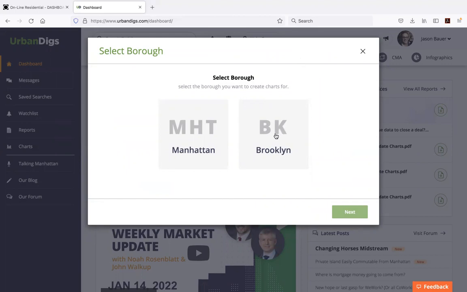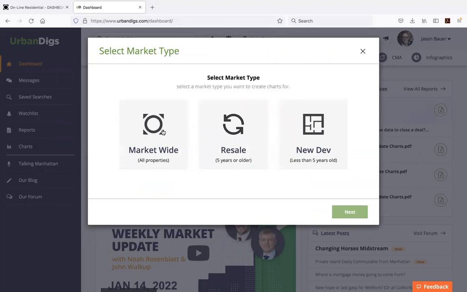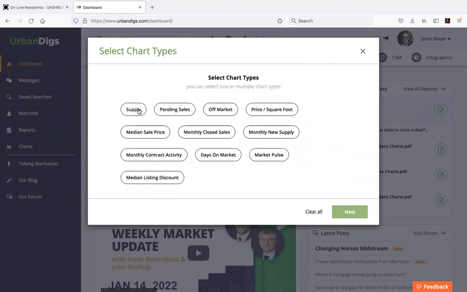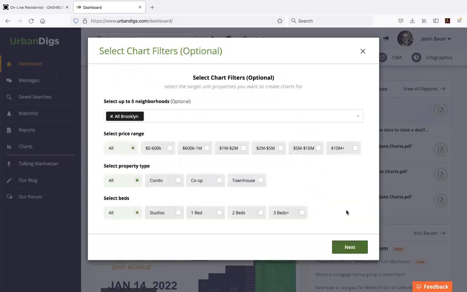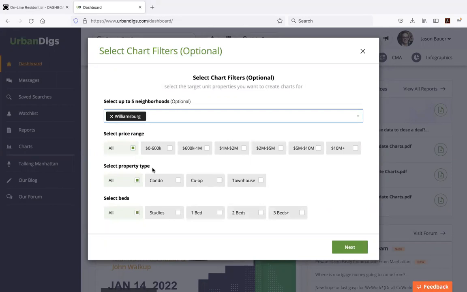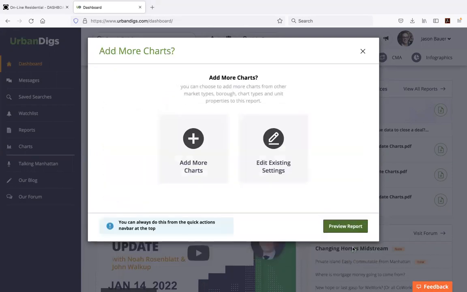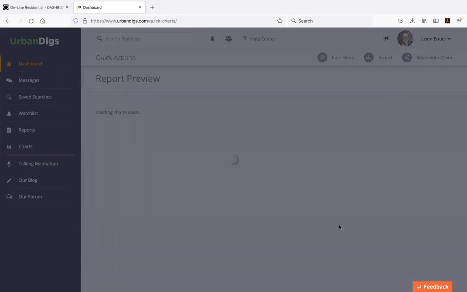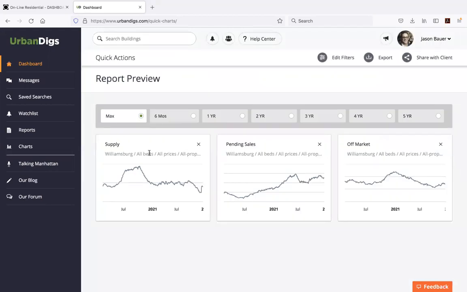So let's pick Brooklyn. Let's look at the whole market. Let's look at supply, pending sales, and off market. Let's put Williamsburg in, and let's look at all price ranges, right? And so what this does is this is going to create a report for us and preview it so we can see what's happening with supply, right?